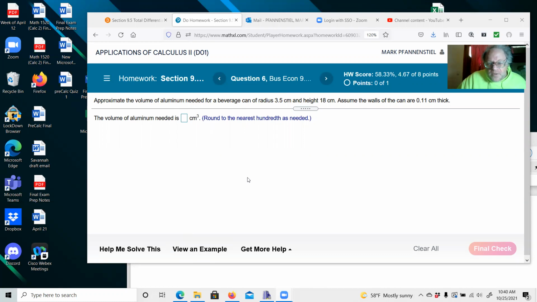All right, so for this one, we are looking at the volume of aluminum needed for a beverage can that is approximately this tall.